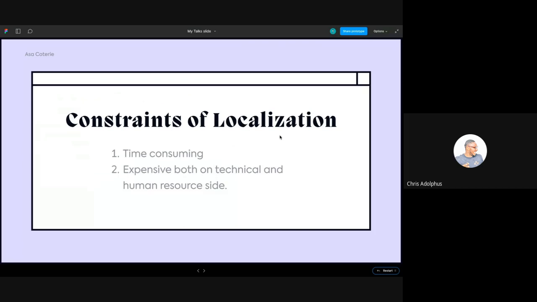Now constraints. It's not fair to talk about benefits and not talk about constraints. It's time consuming. You have to understand the market, the people, their culture, and how the country operates. You have to work out the best approach to UX writing and how to refine it. You have to start working with different digital assets.